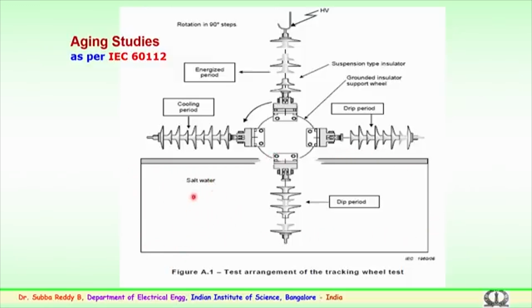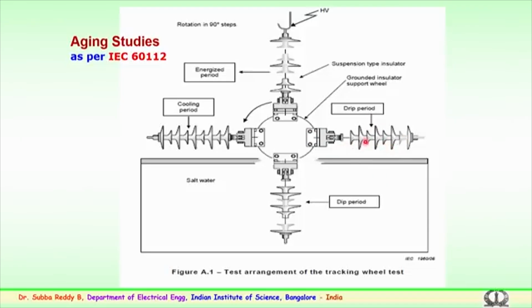This solution is salt water with a known quantity as per the standards. So, this phase where the insulator dips in the solution is known as the dipping phase. Further to dipping, the insulator travels here with the contaminants and halts at the horizontal level. This phase is known as the drip phase, where the contaminants drop.